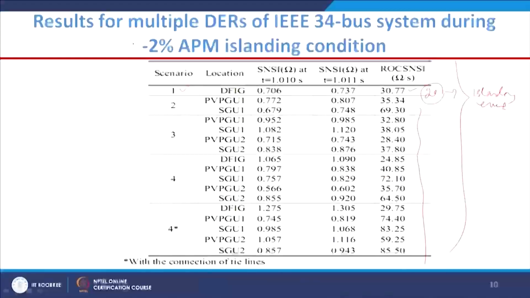And yes, we have taken here a -2% active power mismatch. This A stands for active, P stands for power, M stands for mismatch.